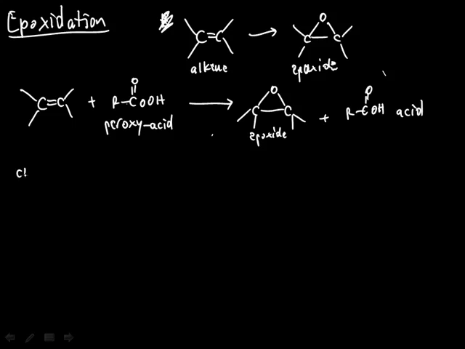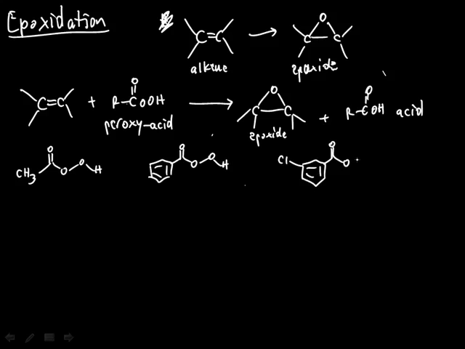Various peroxycarboxylic acids can be used. This will be peroxyacetic acid, which works very reasonably. This will be peroxybenzoic acid. And this finally will be metachloroperoxybenzoic acid, also known as MCPBA, which is the one that is used most frequently purely because it's crystalline, so it's very convenient to handle in lab.